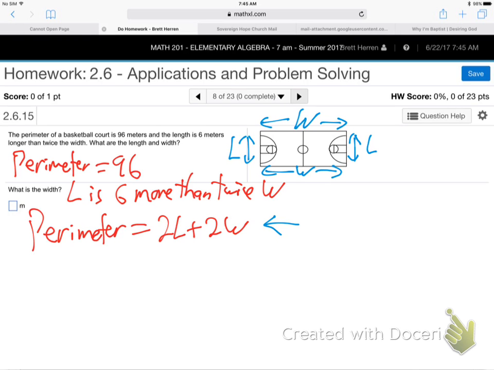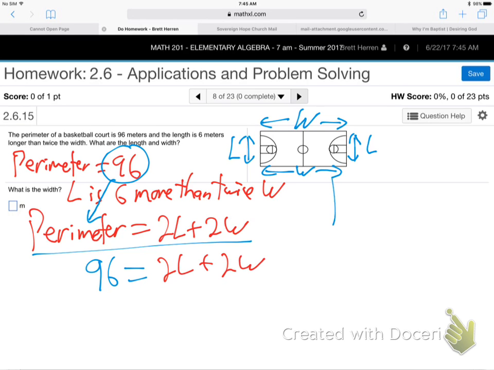Okay. So now this is my formula right here. I'm just going to plug into that. So the perimeter's 96, so that'll go right here. 96 equals 2L plus 2W. Good so far? So I just used the perimeter formula, 2L plus 2W, and the perimeter's 96, they're telling me.